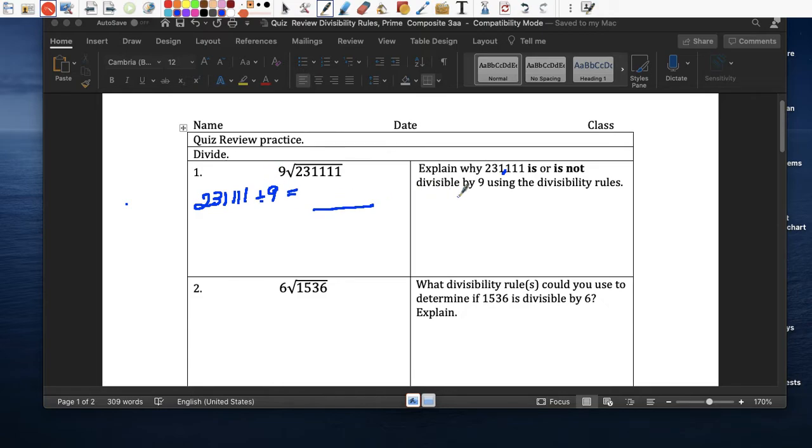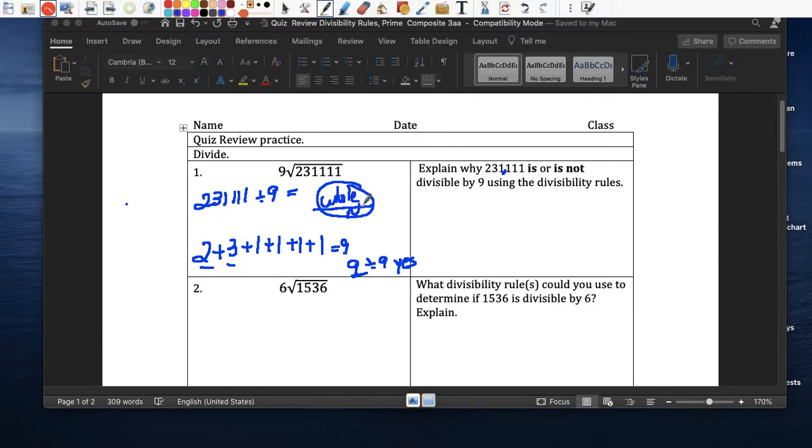For 9, if you open your notebooks, the trick was we go 2 plus 3 plus 1 plus 1 plus 1 plus 1, right? So 2 plus 3 is 5, plus 1 is 6, 7, 8, 9. So the total, if we add these numbers, is 9, the sum of all the digits. Can I divide 9 by 9? Yes. So if the sum of all the digits is divisible by 9, then 231,111 divided by 9 is going to give us a nice whole number.